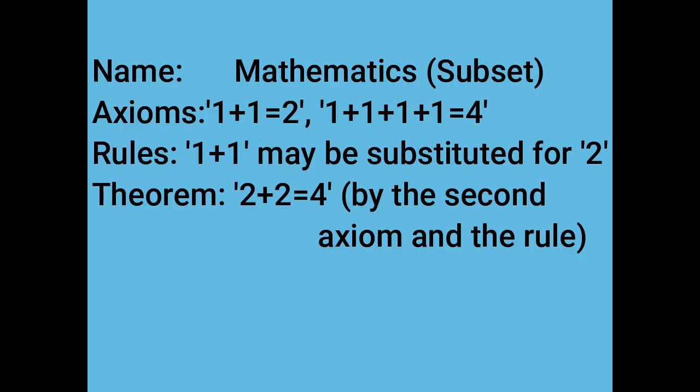So, for example, to take a fairly trivial subset of the general system of mathematics, the name of the system is mathematics, and it has the axioms 1 plus 1 equals 2, and 1 plus 1 plus 1 plus 1 equals 4. And one of the rules is the string 1 plus 1 may be substituted by the symbol 2. And then from that you can get a theorem, 2 plus 2 equals 4. And this follows from the second axiom and the application of the rule.